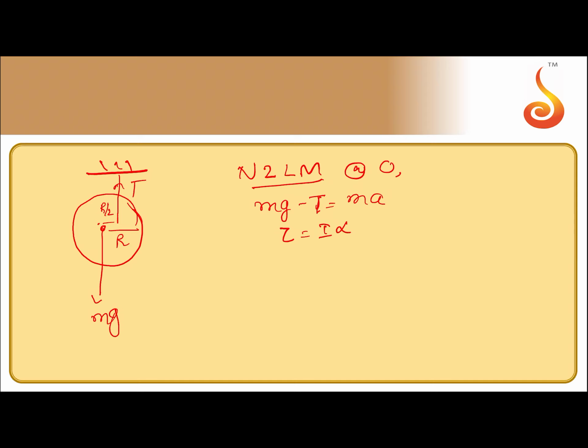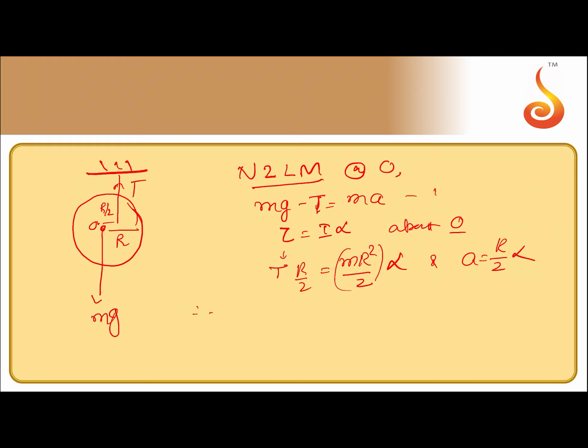Therefore, what should we write? What is this torque? The torque is provided by T about this particular point. So T into R by 2 is equal to mr square divided by 2, for a disk, its moment of inertia is mr square by 2, into alpha. And we also know that A is equal to R alpha. In this case, it becomes R by 2 alpha.